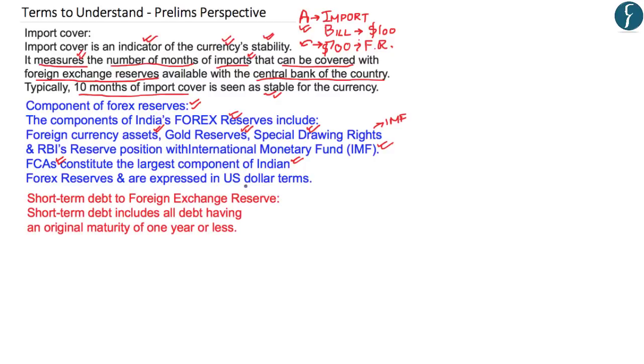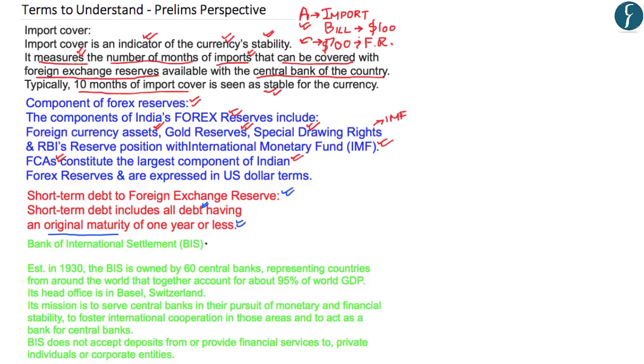Now, short-term debt to foreign exchange reserves means all debt that the country has which have an original maturity of 1 year or less. Now, the fourth and the final term that we'll try to understand is the Bank of International Settlement. Now, this Bank of International Settlement was established in 1930 and is owned by 60 central banks from around the world. And the head office of the Bank of International Settlement is based in Basel, Switzerland.